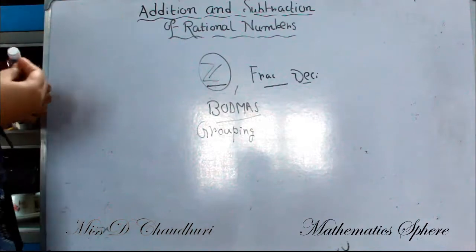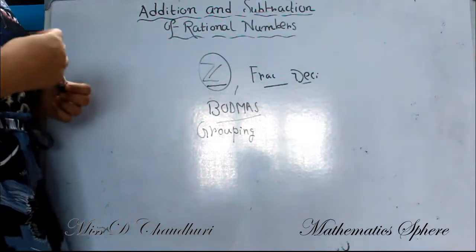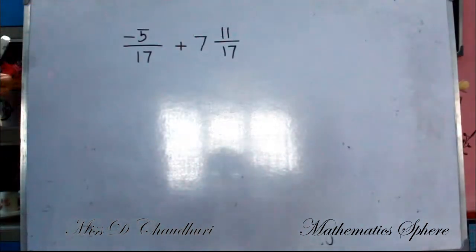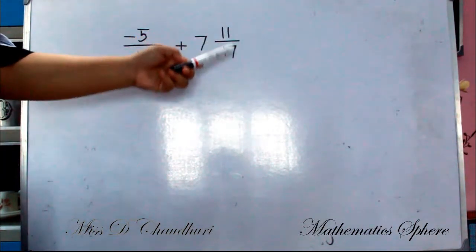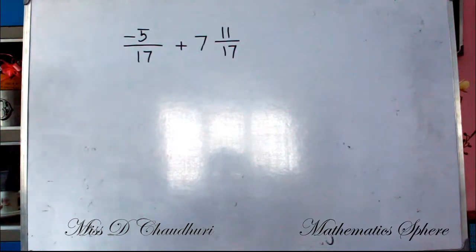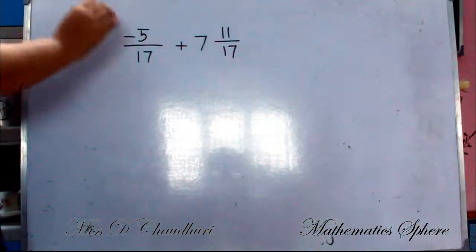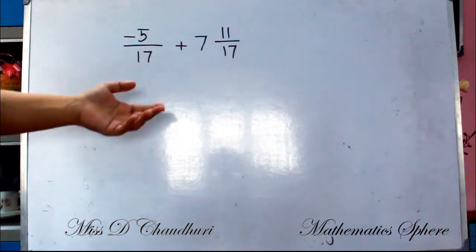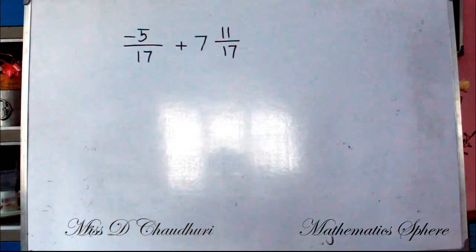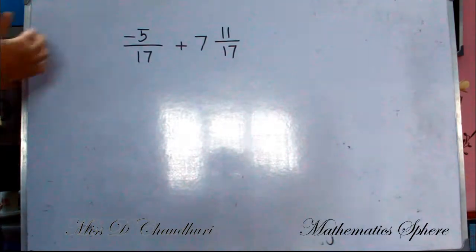So let us see some examples of how it is done. Here it is given that we have to add minus 5 by 17 to 7 whole 11 by 17. In the previous video we discussed that these are all rational numbers, because in one way or the other we can express them in the form p by q. So how will they be added?